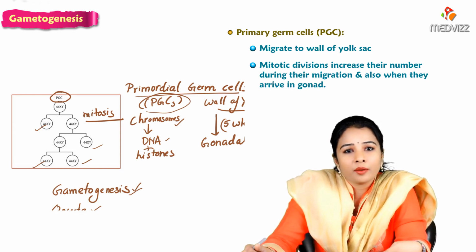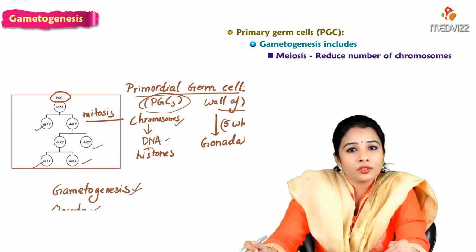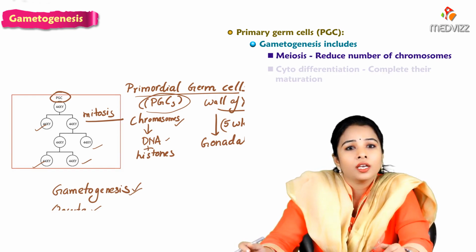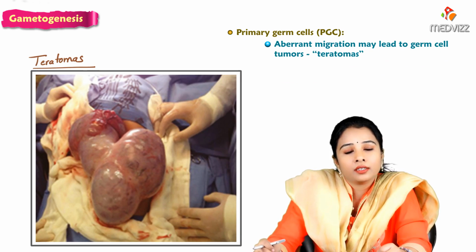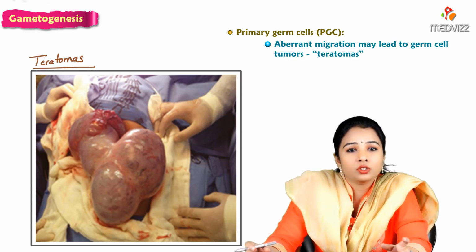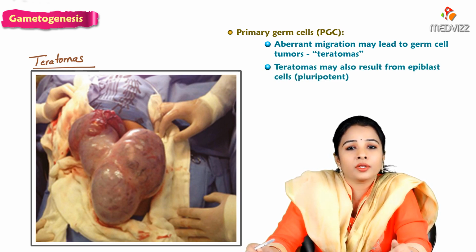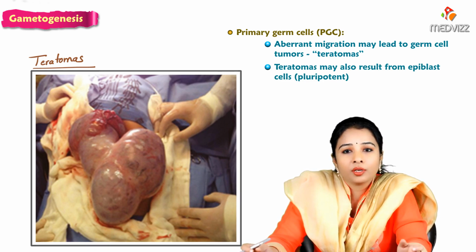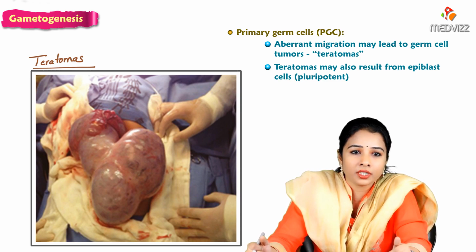Talking about gametogenesis, it includes not only mitosis but also meiosis, where there is a reduction in the number of chromosomes, and cytodifferentiation to complete their maturation. Aberrant migration of primordial germ cells, that is wrong migration, may lead to germ cell tumors called teratomas. These teratomas may also result from the epiblast cells, and we know the epiblast cells are highly dividing cells, so they are pluripotent stem cells.